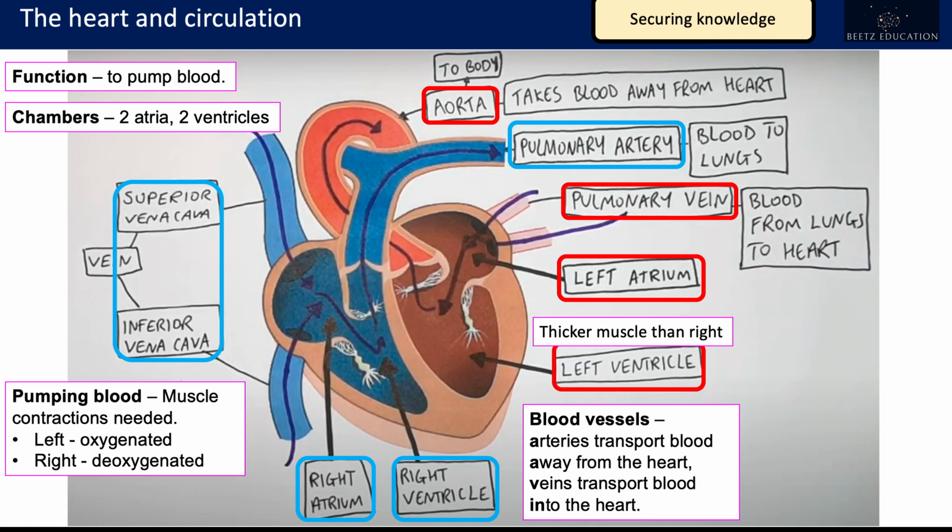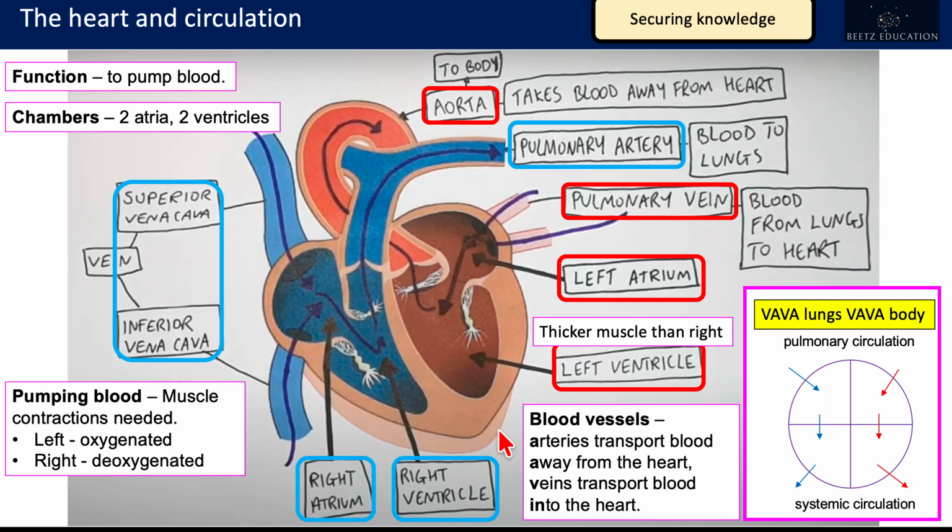Now, the actual pumping action is controlled by muscle contractions. At the end of the day, the heart itself is comprised of muscle tissue. The left-hand side of the heart is responsible for pumping oxygenated blood, shown in red, and the right-hand side of the heart is responsible for pumping deoxygenated blood, shown in blue. Please note that you do not have blue blood. The colours there are just there to help us compare the two different sides. And of course, the two different sides are separated by the septum, which is this thick piece of muscle running up the middle here.